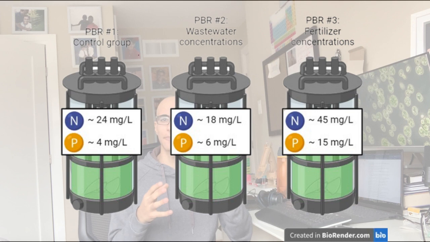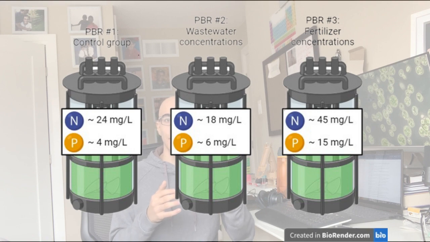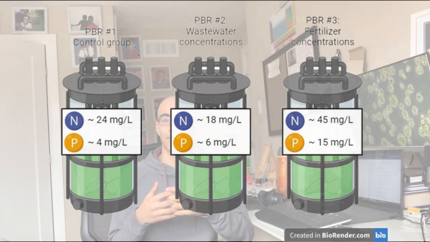PBR number 3 is going to be pretty similar to PBR number 2, but with more nitrogen and more phosphorus than PBR number 2. This is meant to represent fertilizer-heavy wastewater. If you remember from last time, a big problem in the world is fertilizer runoff, where the nutrients we put into plants, nitrogen and phosphorus, end up going into our water supply, contaminating it and making it unsafe to drink. Since microalgae can combat that, I want to test if they're able to withstand the high nitrogen and phosphorus concentrations that are present in fertilizer-heavy wastewater.